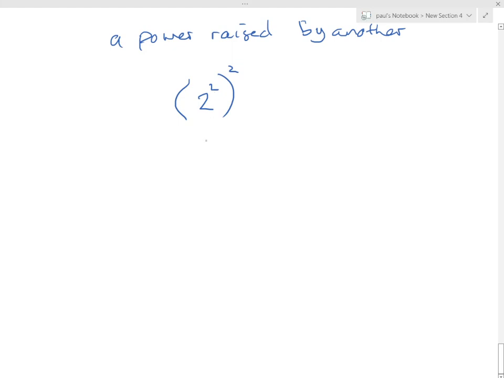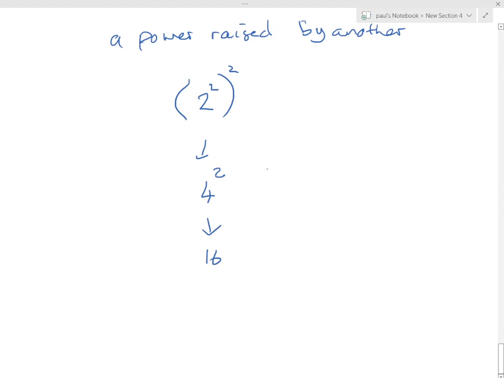Right, so a power raised by another power. So we've got 2 squared, and then we're going to square that. 2 squared is actually 4, and then there's the second one, so 4 squared equals 16. So that's how to work that out.